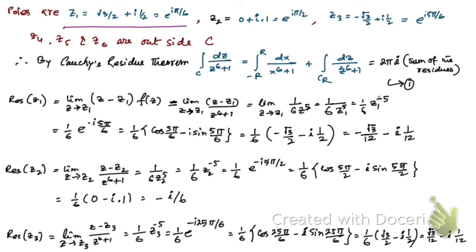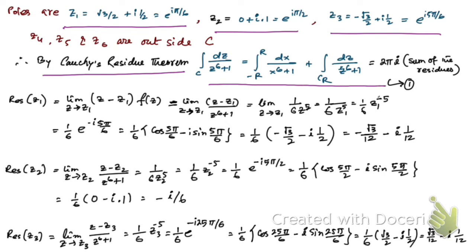These are the 3 poles we are getting here. Then by Cauchy's residue theorem we can write this. Okay, this is equation number 1, suppose. So sum of the residues, let us find the residue. How to find the residue?